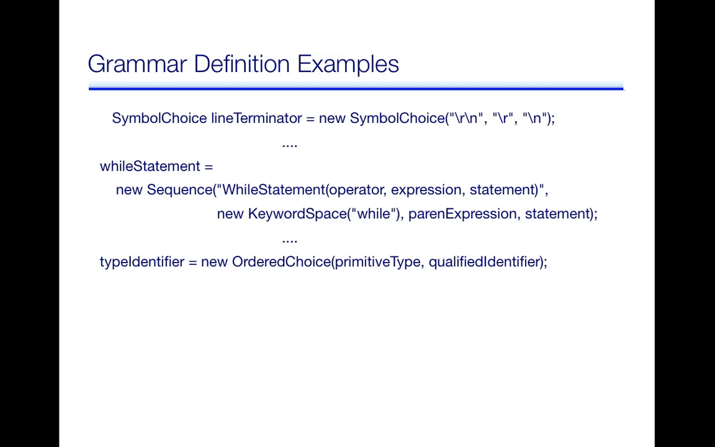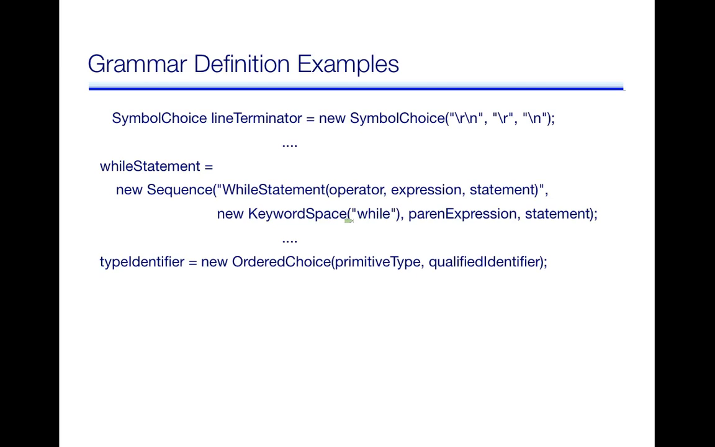So let's look at some examples. The first example here is the line terminator, and it's a choice of three symbols, \r\n, \r, and \n, and the first one that matches wins and produces a line terminator. And then skipping down to a more interesting construct, here is the grammar definition for the while statement in Java. And there are three components to the while statement: the keyword, the paren expression, and then the statement.